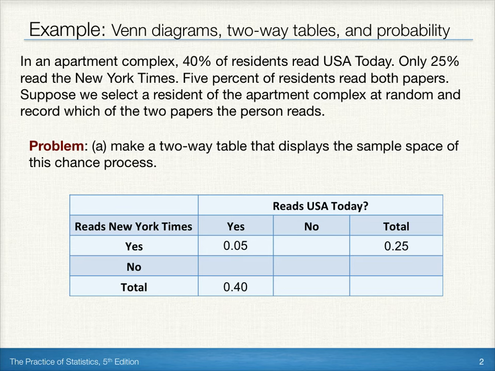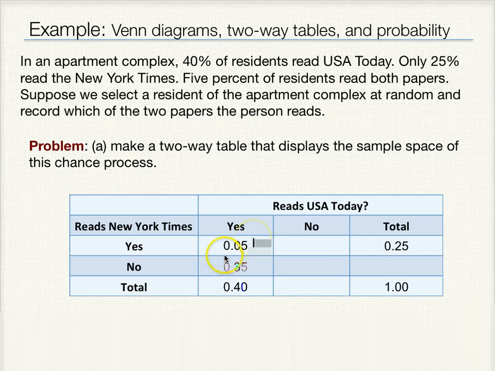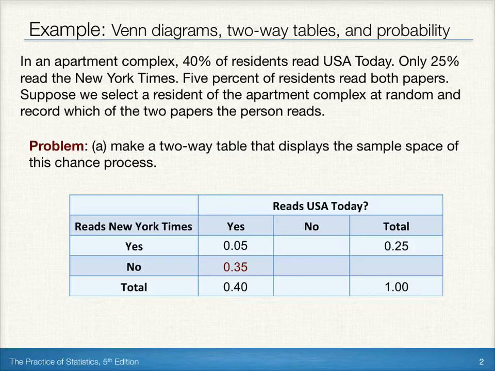Now, to fill in the rest of the table, we're going to have to use what we know about probabilities. Well, first of all, we know that the total for the entire table has to be 100% or 1. Next, we can just use some basic subtraction to fill in the missing cells. So, for example, to find the amount of people who do read USA Today but do not read New York Times, we can use the fact that 40% read USA Today, 5% read both, so 0.40 minus 0.05 is 0.35 or 35% who read USA Today but don't read the New York Times.